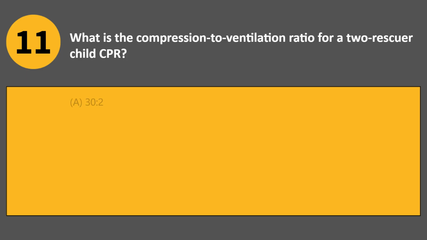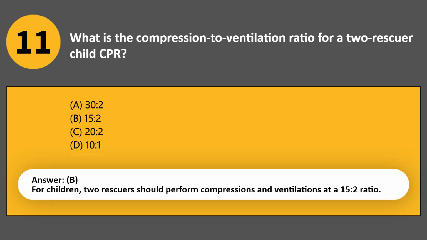What is the compression to ventilation ratio for two-rescuer child CPR? A. 30:2. B. 15:2. C. 20:2. D. 10:1. Answer B. For children, 2 rescuers should perform compressions and ventilations at a 15:2 ratio.